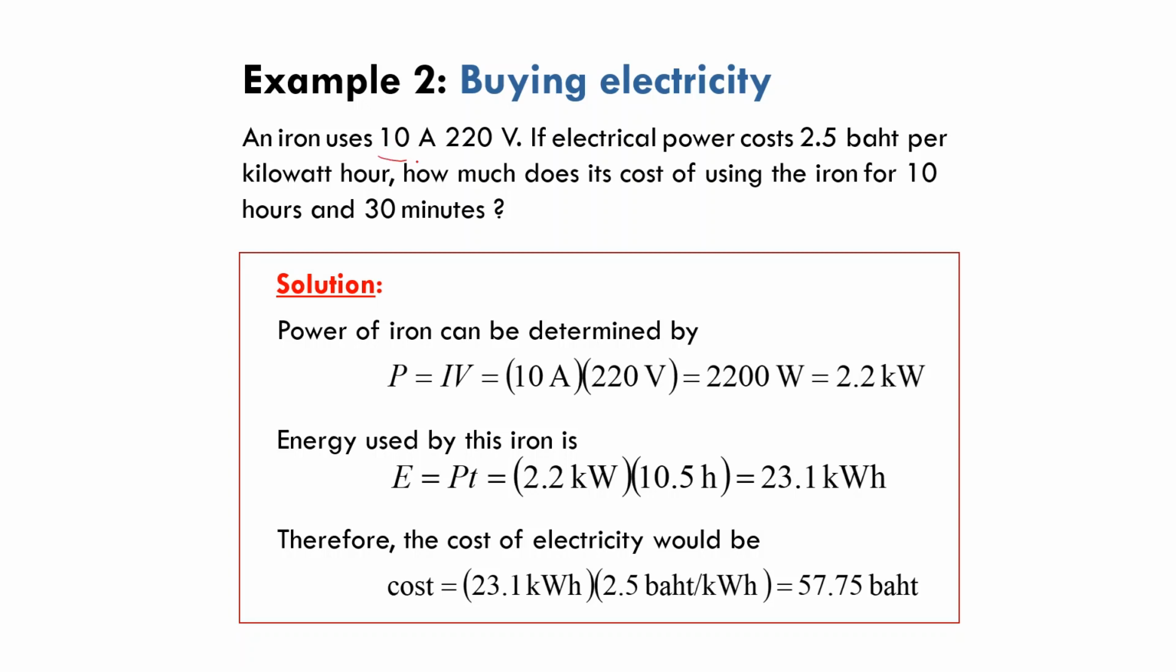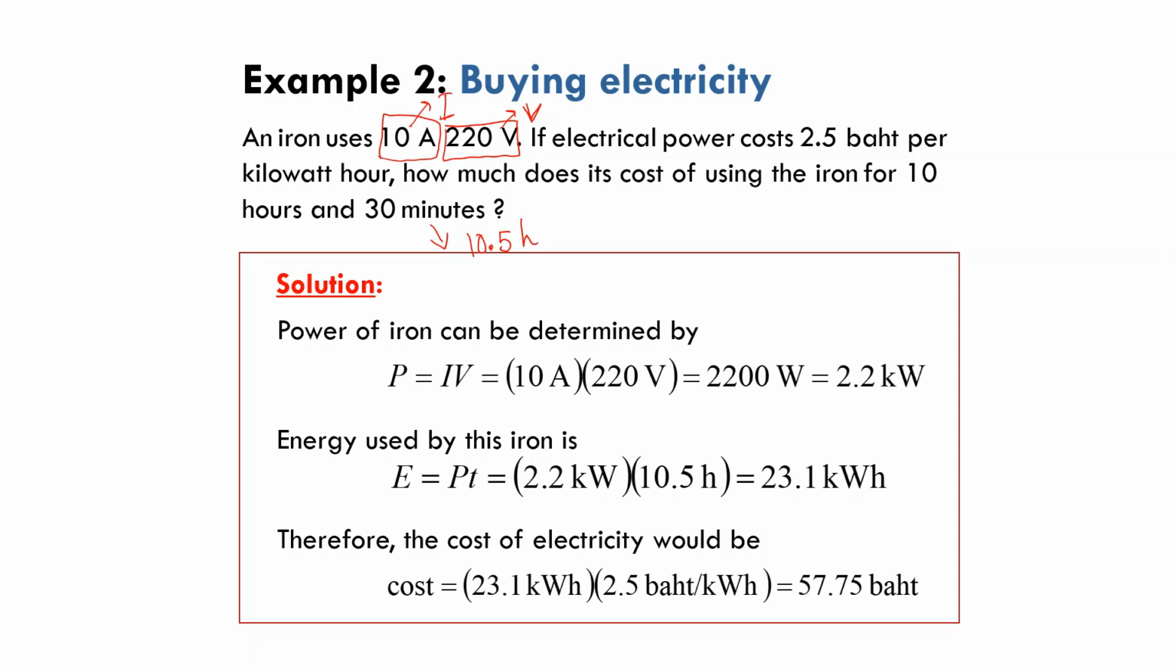So 10 amp. Here the unit is ampere, so this one is current, which is I. The second one is volt, V as in volt, which means this is voltage V. Then the power cost is 2.5 baht, which is really obvious. And 10 hours 30 minutes, we change to hours, which is 10.5 hours.